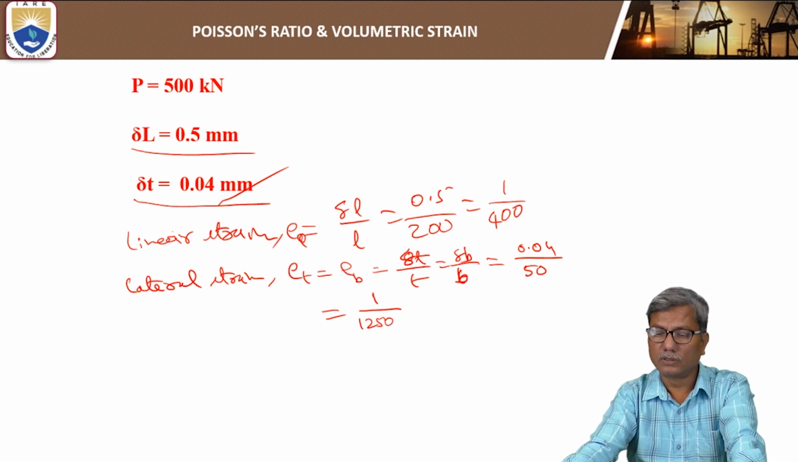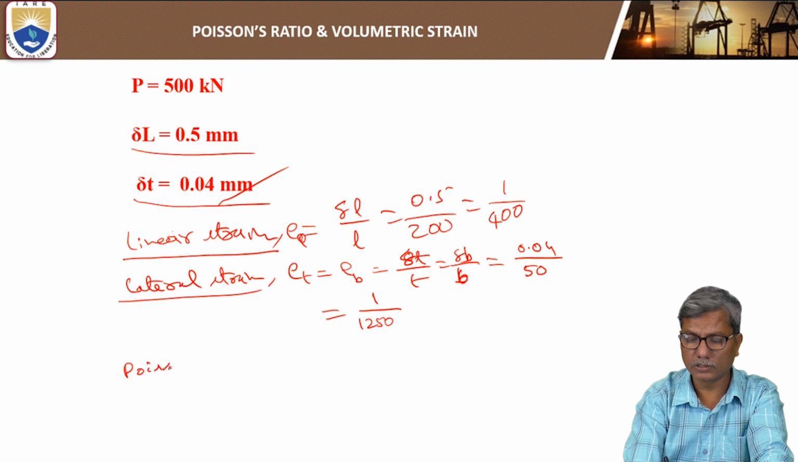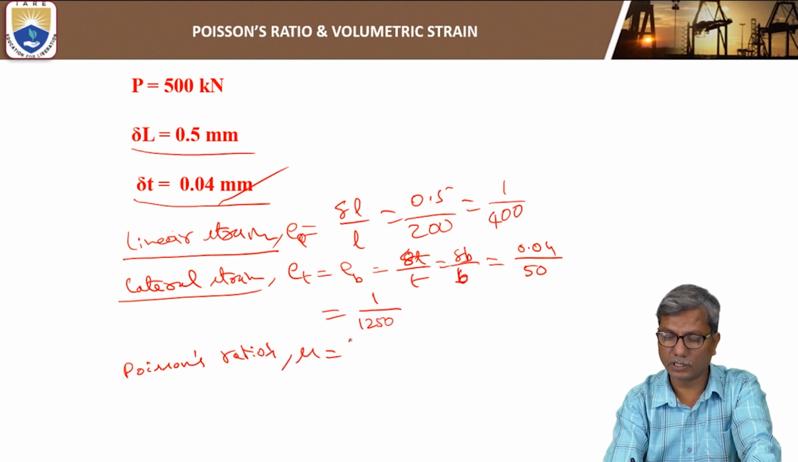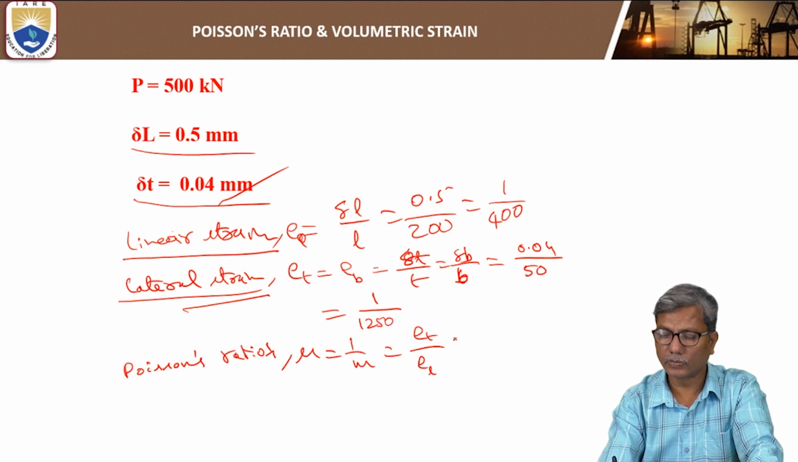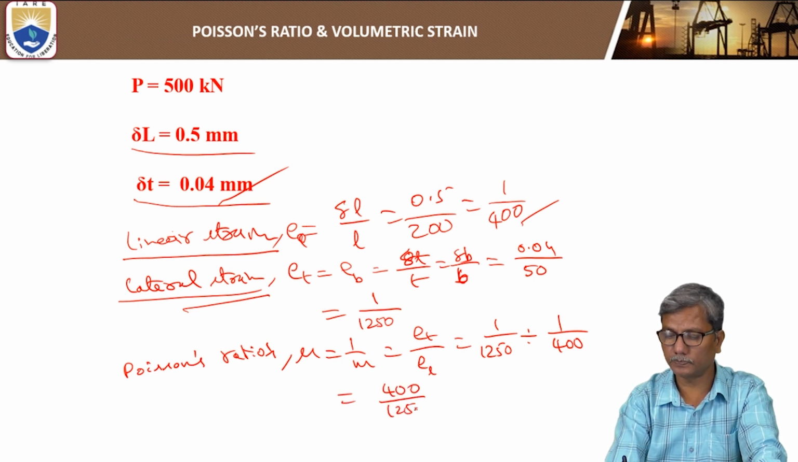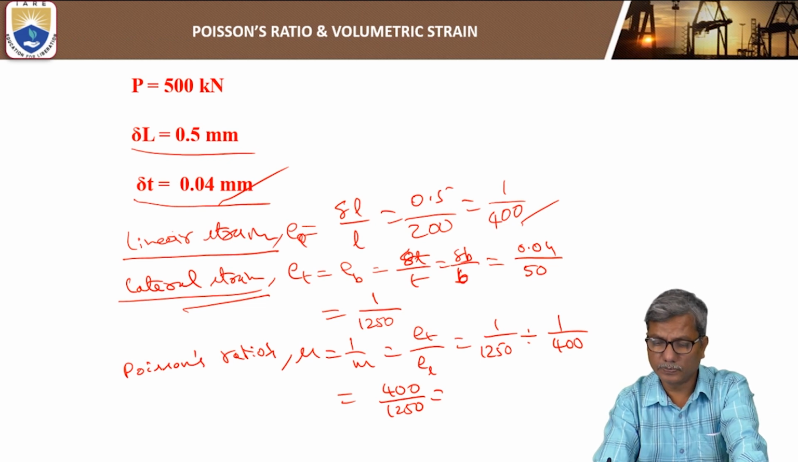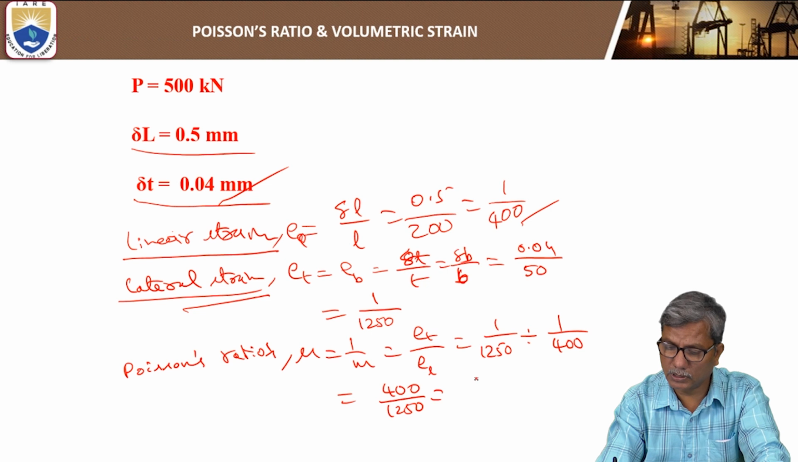So now, knowing lateral strain and linear strain, we can calculate Poisson's ratio. Poisson's ratio mu or 1 by m is lateral strain by linear strain. That is 1 by 1250 divided by 1 by 400. So this is 400 by 1250. It can be reduced to 4 by 12.5.